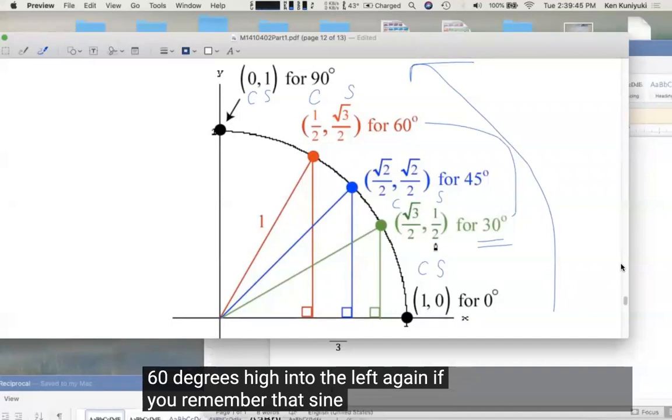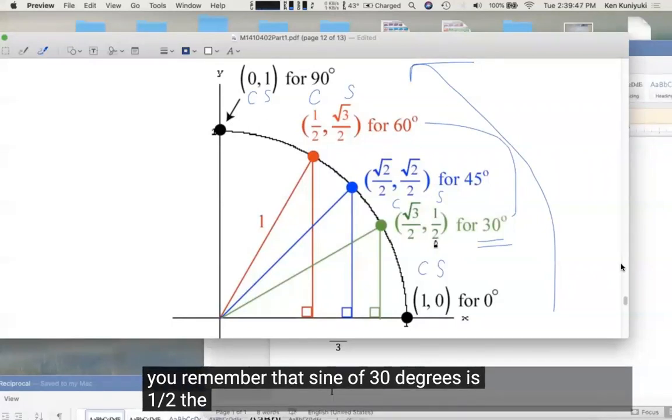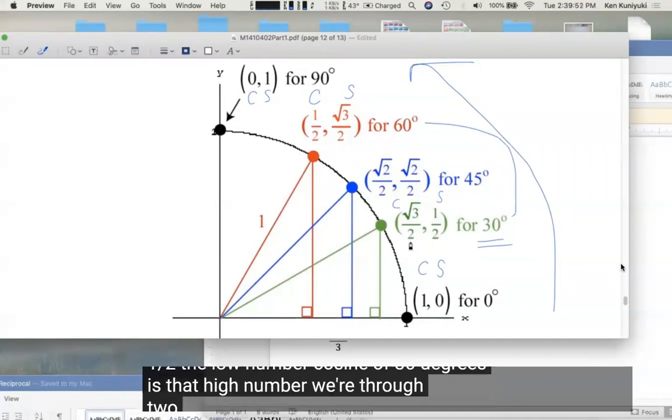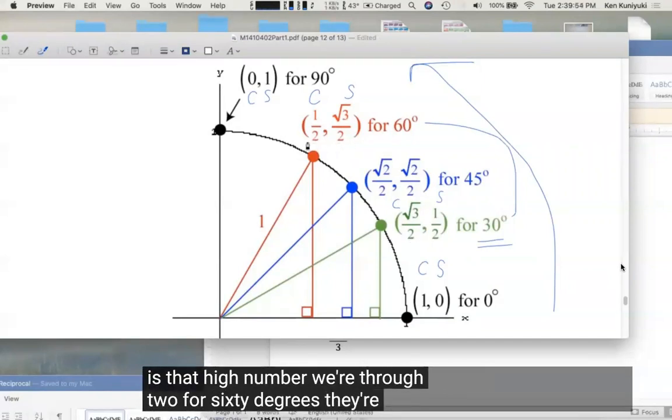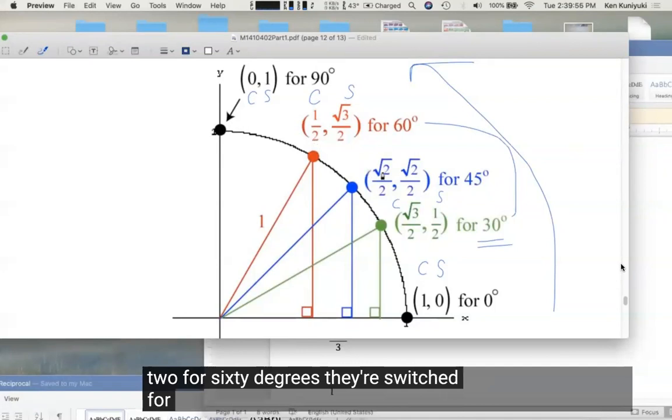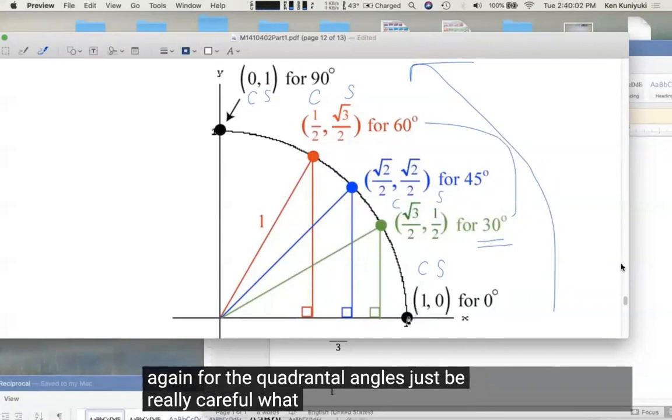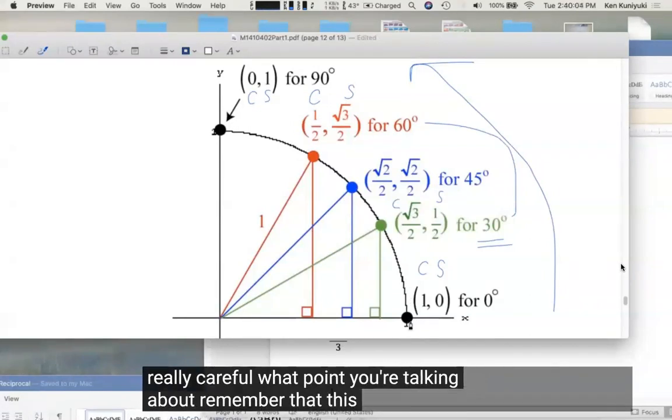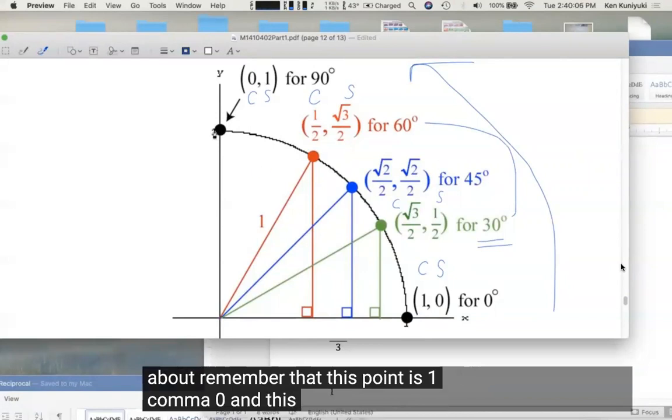Again, if you remember that sine of 30 degrees is 1/2, the low number, cosine of 30 degrees is that high number, root 3 over 2. For 60 degrees, they're switched. For 45 degrees, these values are equal. And again, for the quadrantal angles, just be really careful what point you're talking about. Remember that this point is (1, 0), and this point is (0, 1).